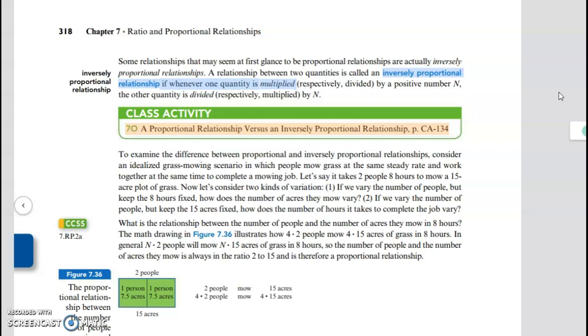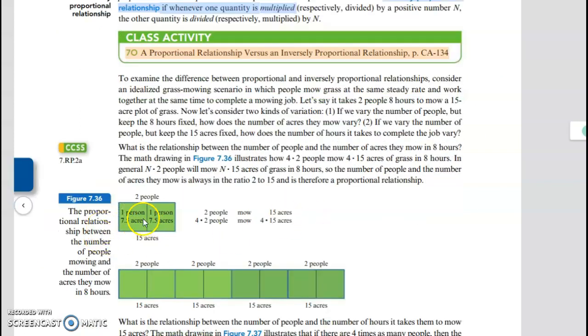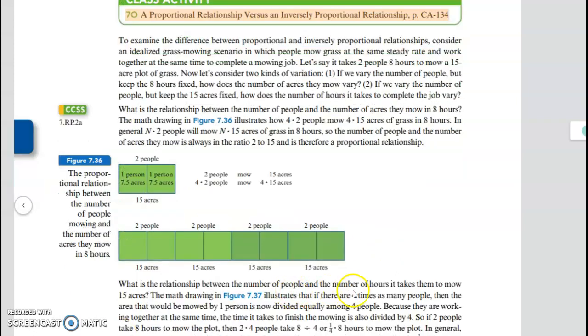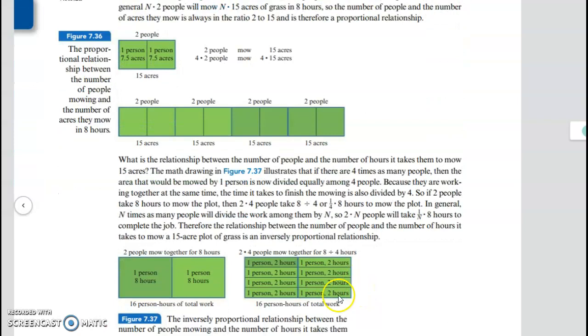A lot of times we use this with jobs, and that's what they're talking about here in this figure. If it takes 2 people this amount of time to mow 1 yard, how long will it take them to mow another 8 hours? All right, so the amount left to mow would go down as the amount of time I spend mowing has gone up. All right. Inversely proportional relationships, the number of people mowing, the number of hours it takes. As one goes up, the other one goes down.